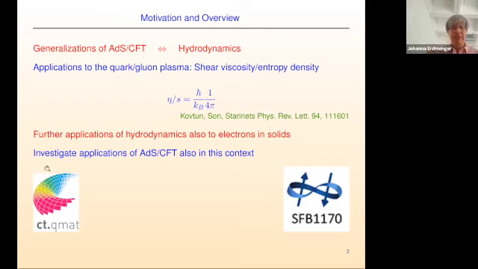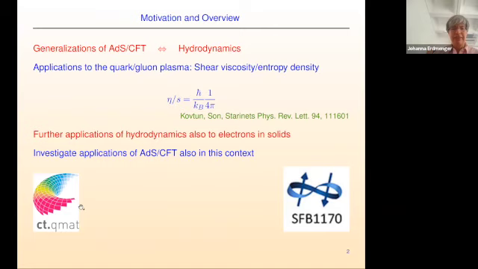And what we did was to investigate applications and generalizations of AdS/CFT also in this context of applying hydrodynamics to electrons in solids. I should say a little bit about our funding, because that's also interesting in this context.